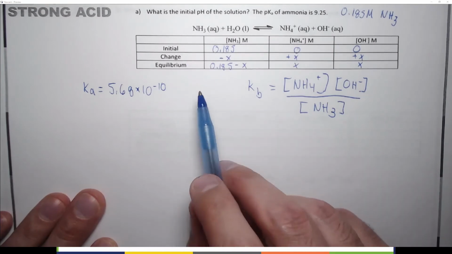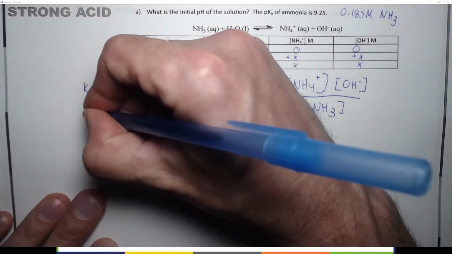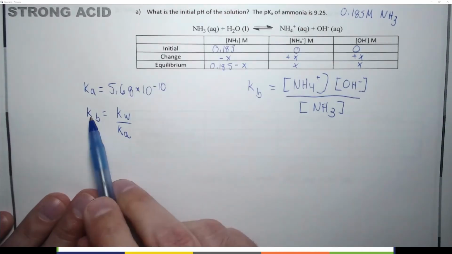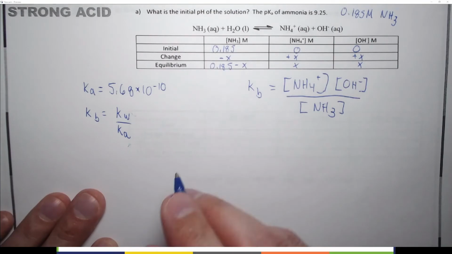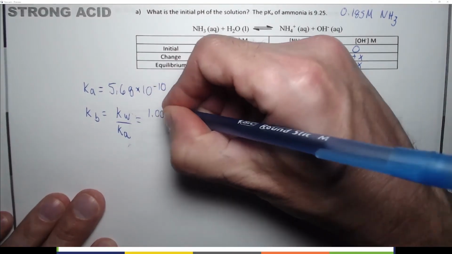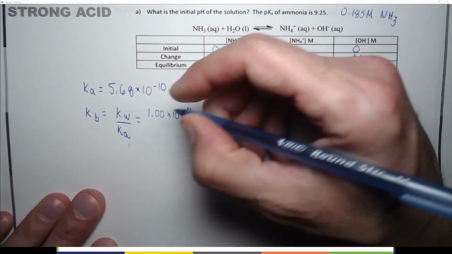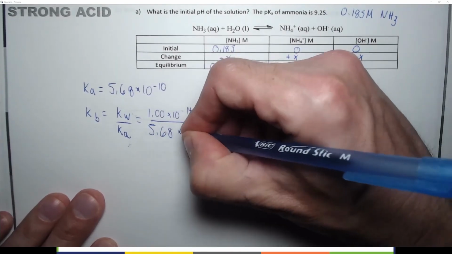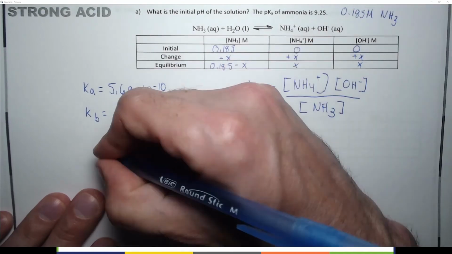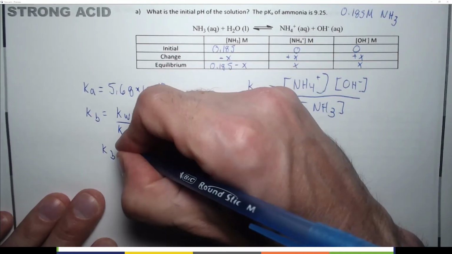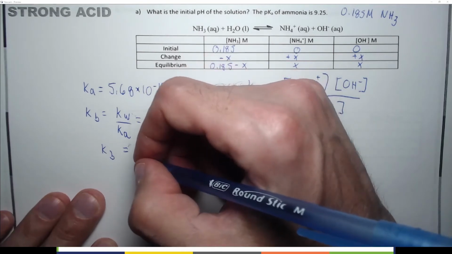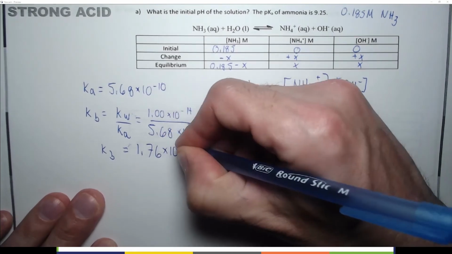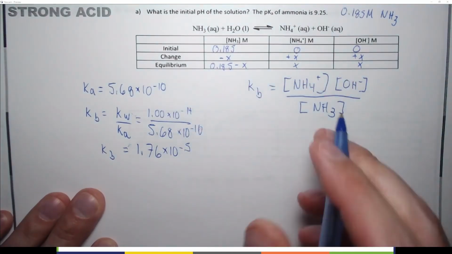Well, how am I going to find Kb? Kb equals Kw divided by Ka, or Ka times Kb equals Kw, same thing. So we're going to take our 1 times 10 to the minus 14, and we're going to divide by our 5.68 times 10 to the minus 10. And when we do that, we find that Kb is equal to 1.76 times 10 to the minus 5. Now we can plug in.